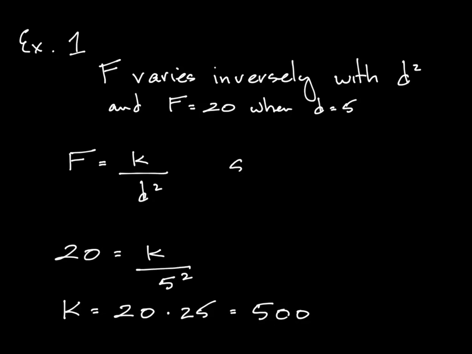Once we find the k value, we can rewrite the initial equation. So we get f equals 500 divided by d squared.